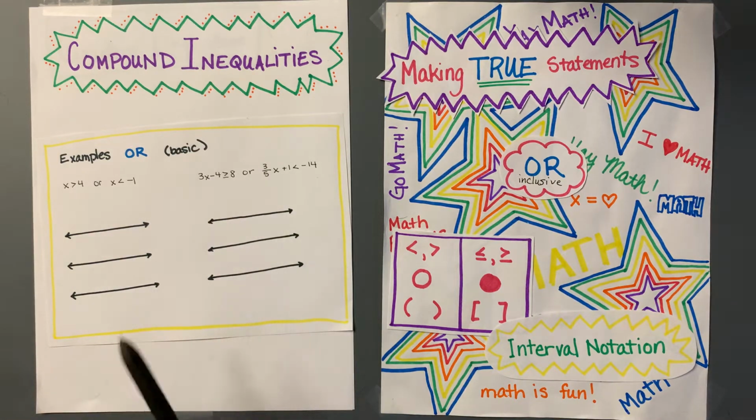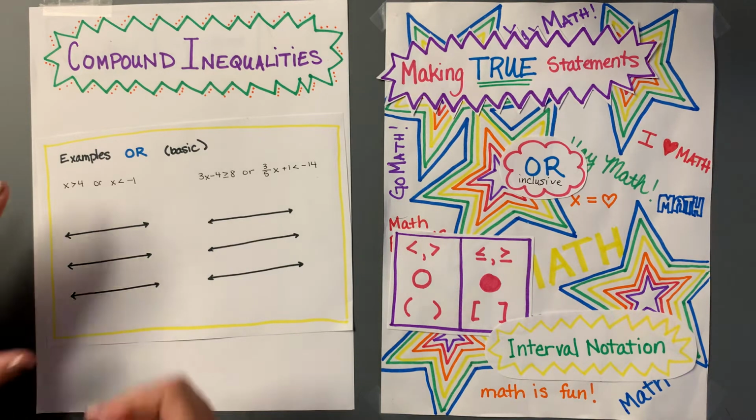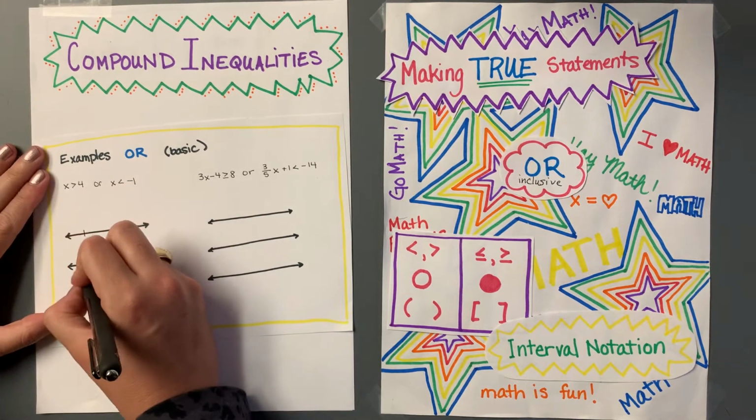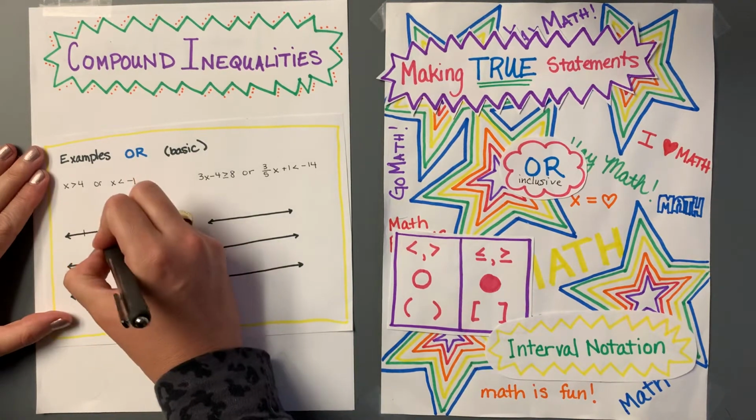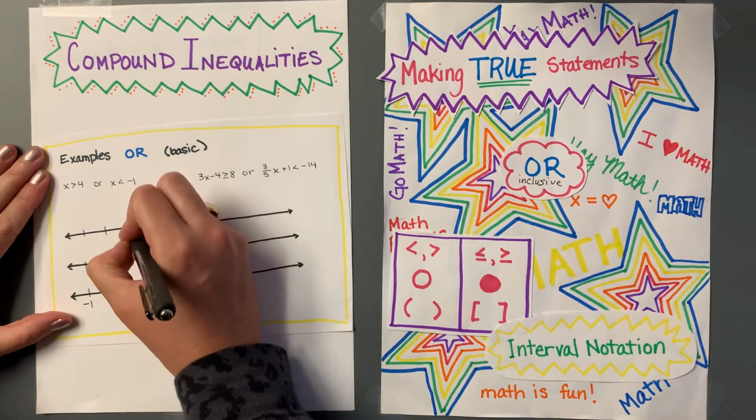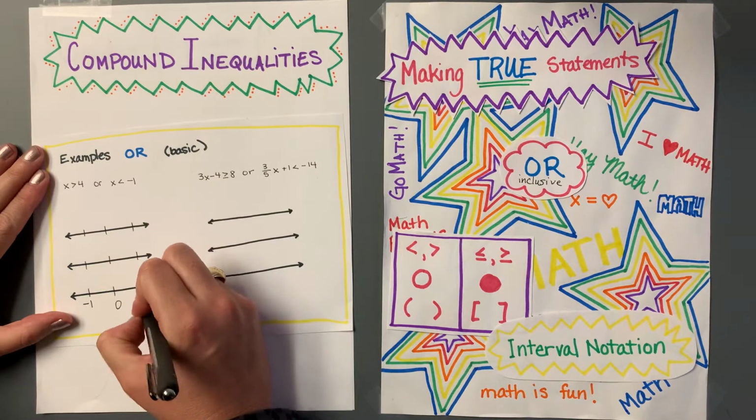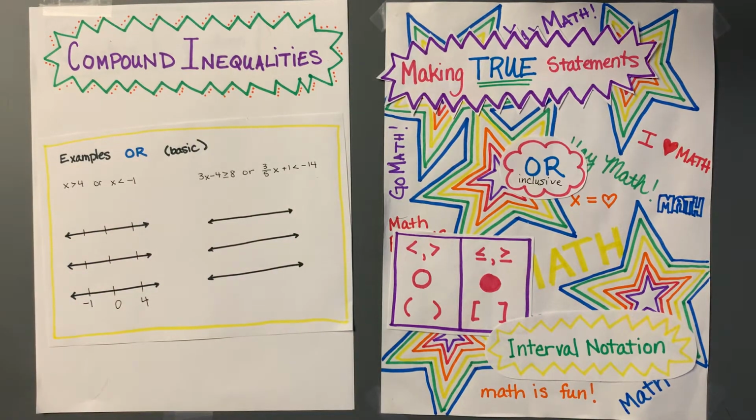Basic cases, rather. So my first situation is x is greater than 4 or x is less than -1. So I know my key points are going to be -1, 0, and 4. Again, they are just in the correct numerical order. The spacing isn't important to me.